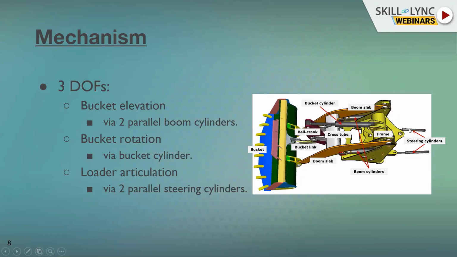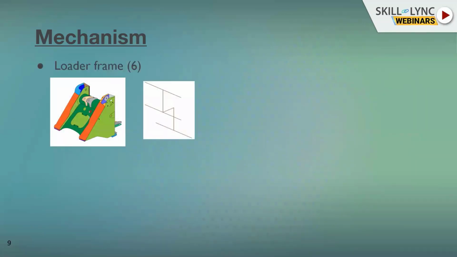And then you have a loader articulation. So these steering cylinders basically help in rotating this entire machine about a vertical axis. So that is called steering, and we call it a loader articulation. Now let's look at how we have modeled these different geometries using simple rigid elements.